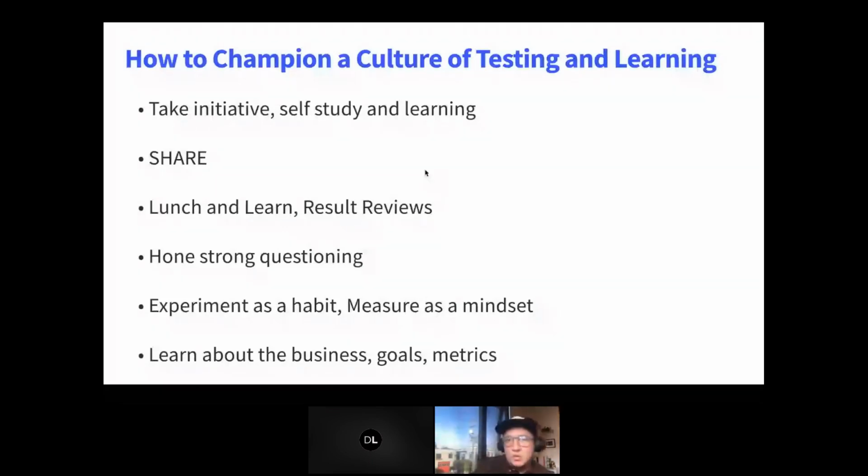We can't necessarily just be doing this in a vacuum, but instead we need to share this more broadly. So take what you are studying and learning and share that. It's a really easy way to post something to Slack, or even hold a lunch and learn session, or a results review session where you talk about the experiment that you ran and then talk about what you learned.